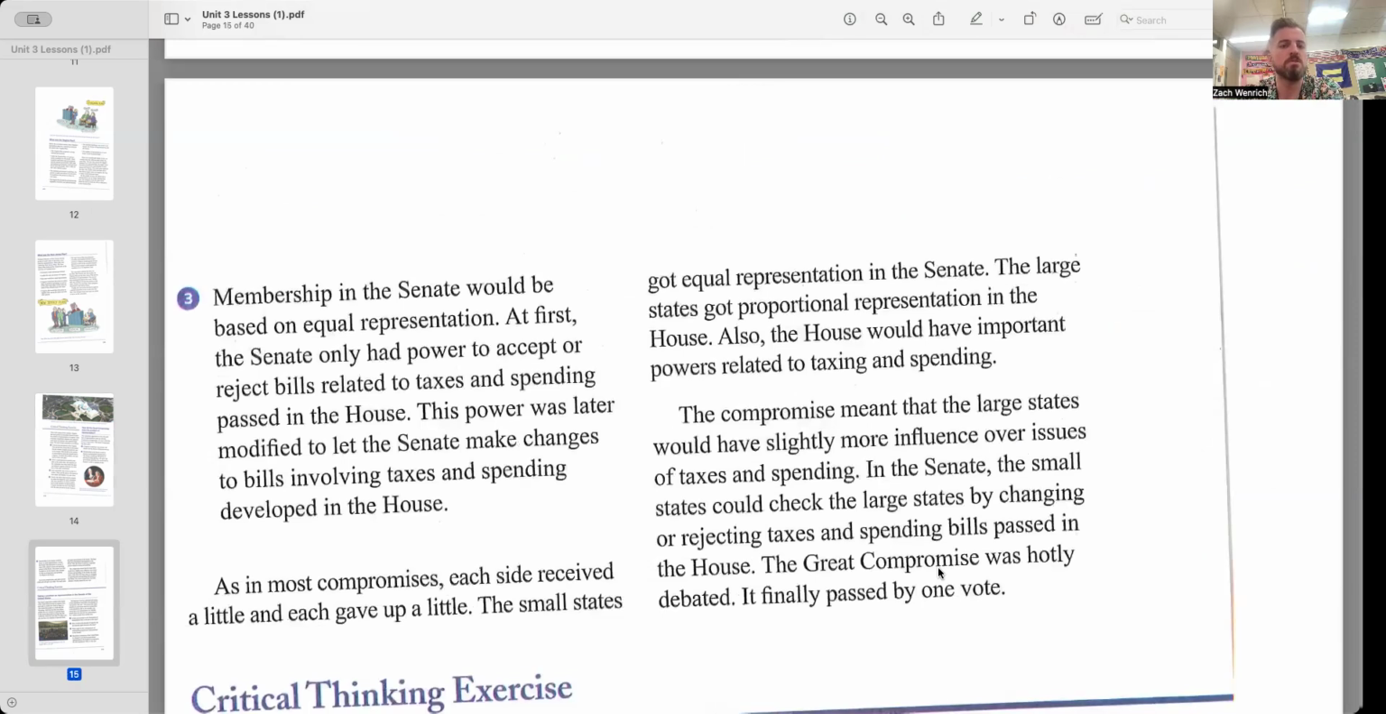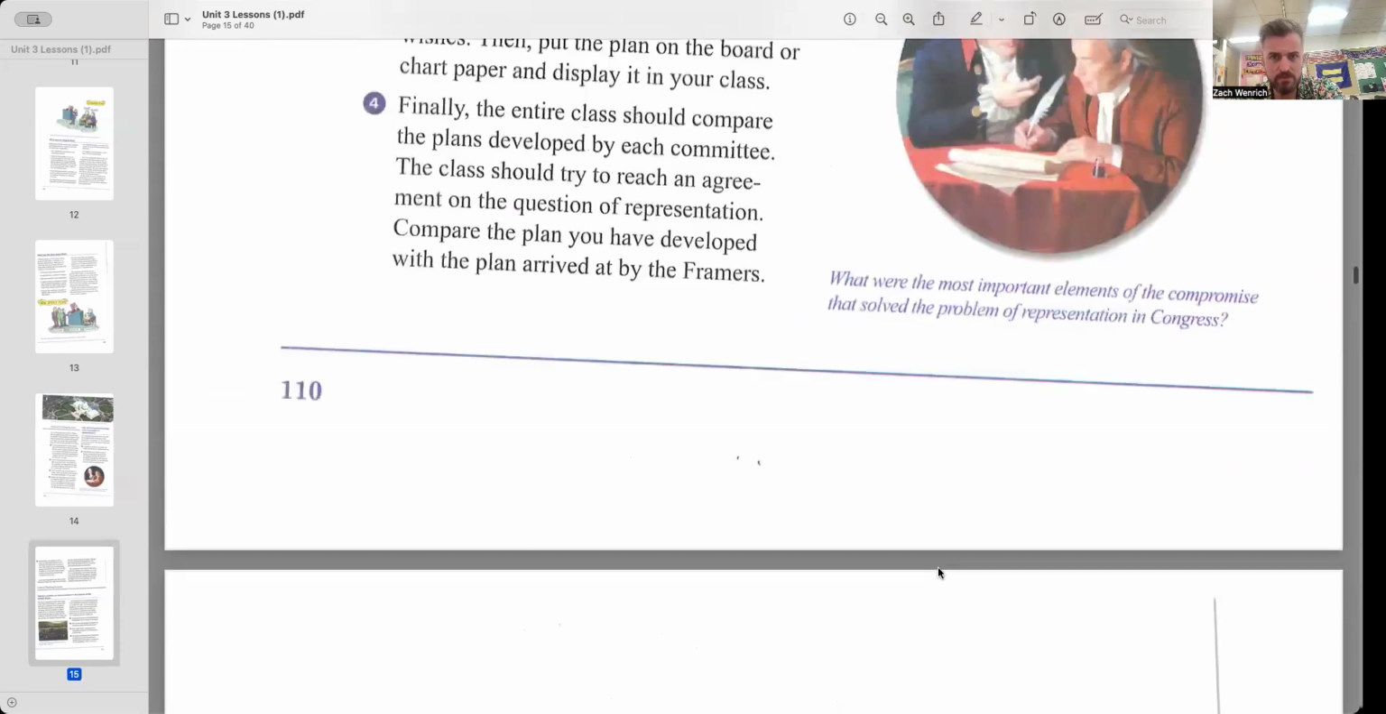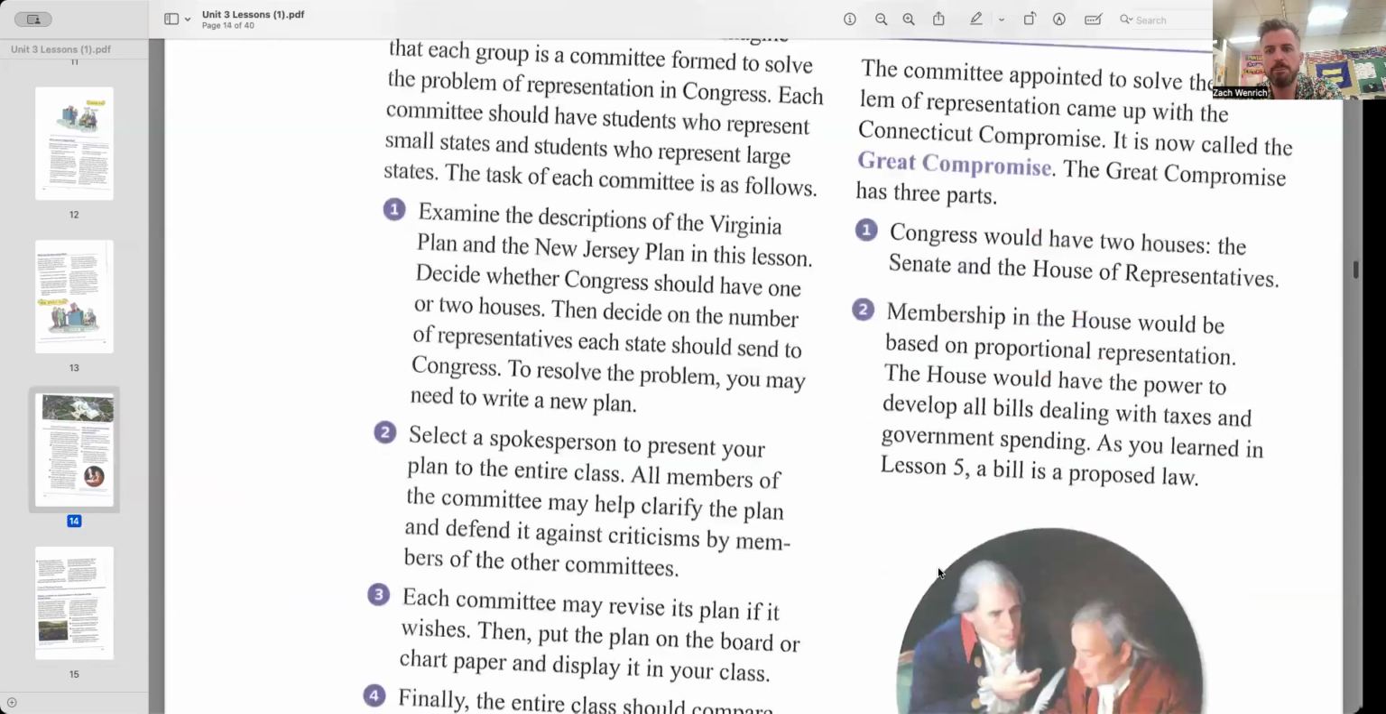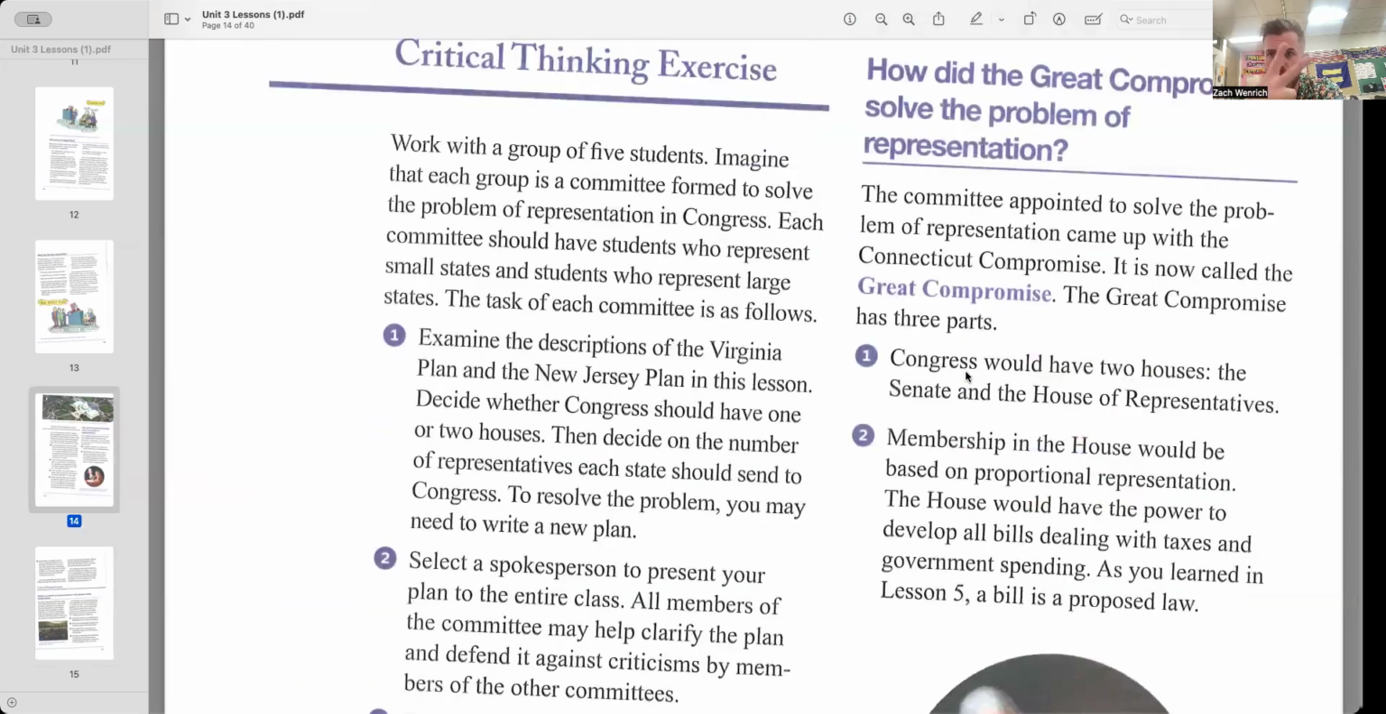Next, membership in the Senate would be based on equal representation. At first, the Senate only had power to accept or reject bills related to taxes and spending passed in the House. This power was later modified to let the Senate make changes to bills involving taxes and spending developed in the House. So, going back to it, one, we're going to have two houses.